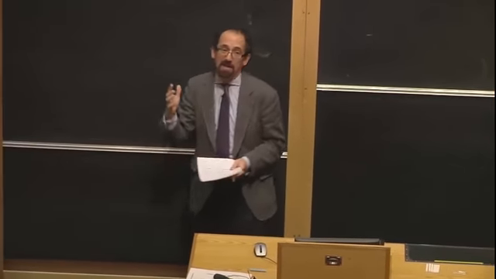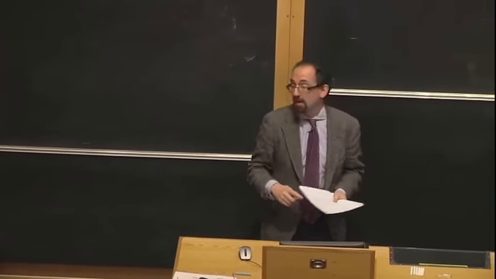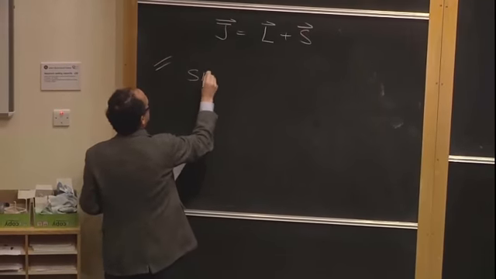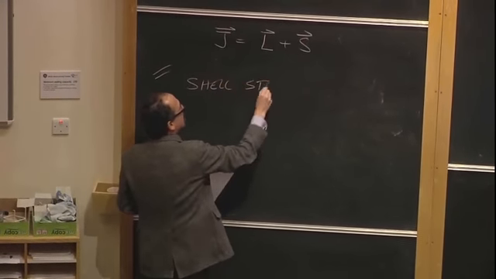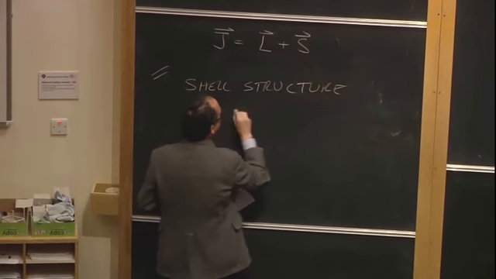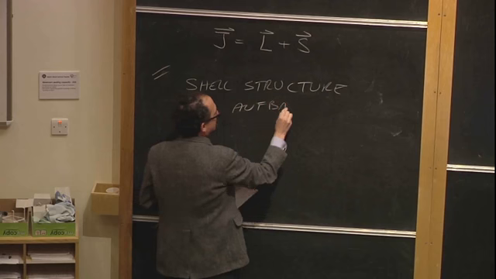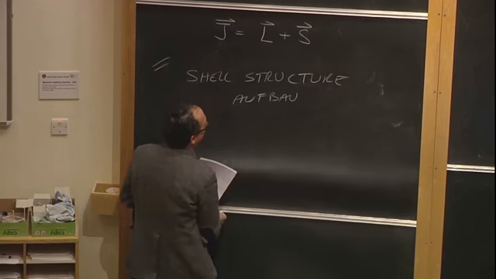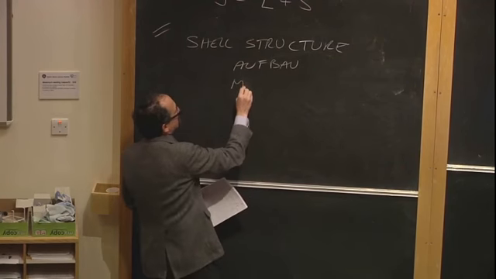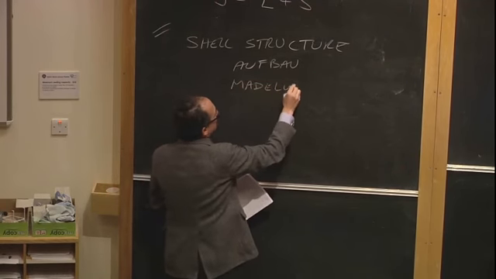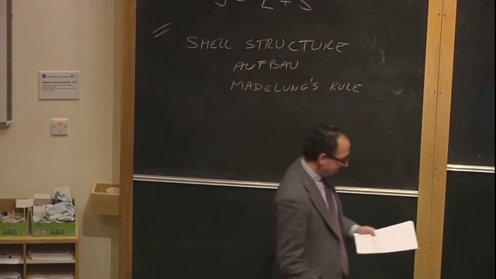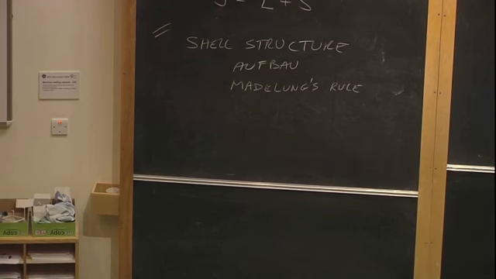First thing that we have to guide us is the shell structure of the atom. So let's remember back to the beginning of the term, shell structure. We had two laws that helped us out. The first was the Aufbau principle, which in German, I believe, means building up or construction. It means you fill up shells one at a time. And the second principle we had was Madelung's rule, which told us in which order we should start filling shells. So that's going to help us out a lot.